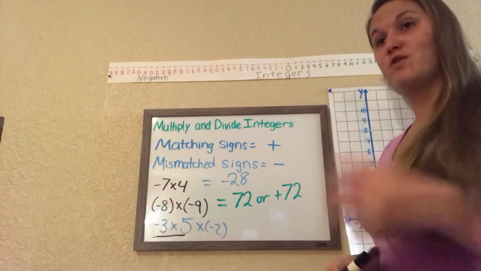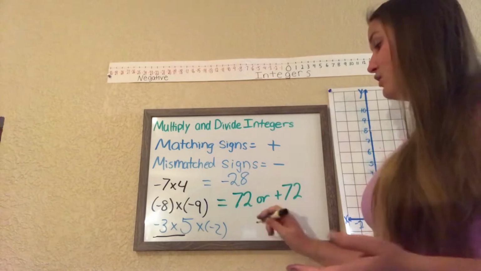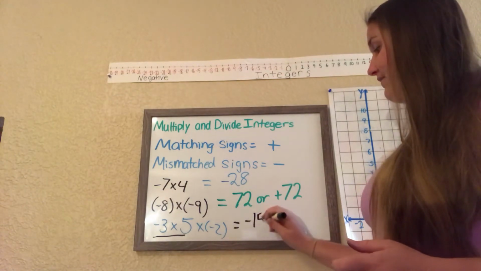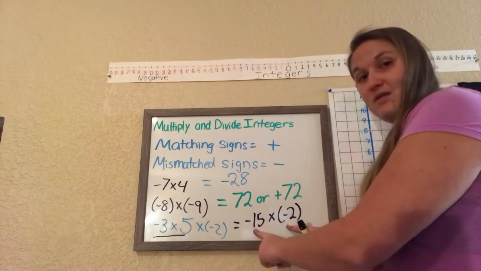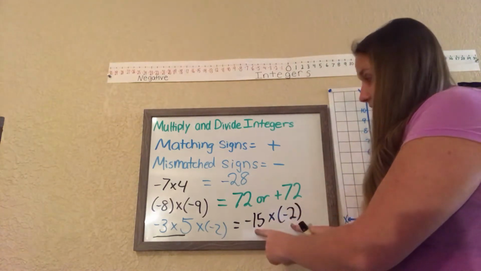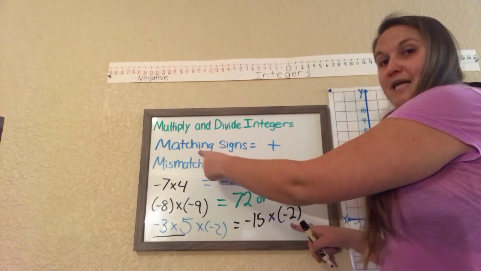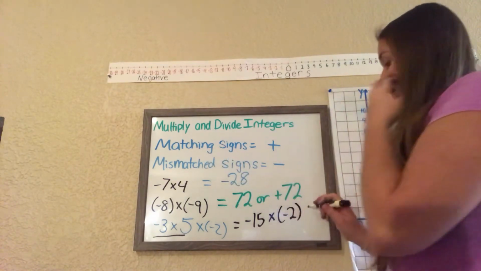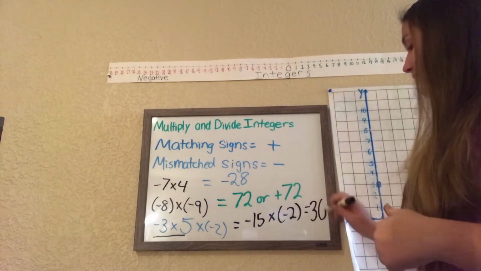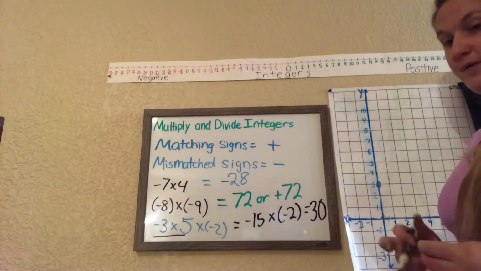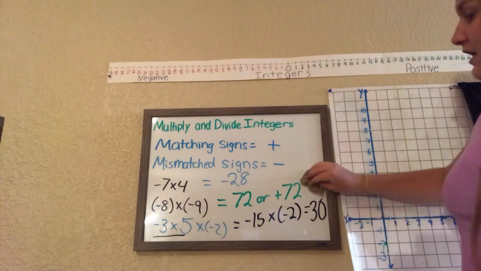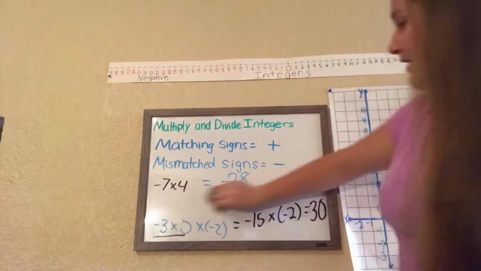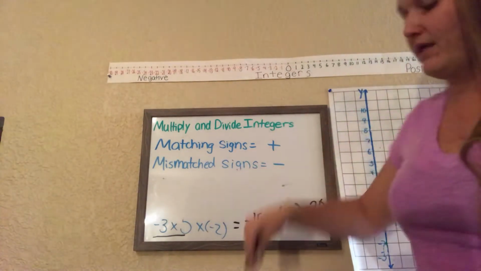-3 times 5, so a negative times a positive, comes out to a negative. So that's -15 times -2. Now we've gotten our problem down to 2 negatives. A negative times a negative, they're matching signs, so our answer should become a positive number. So positive 30 should be your answer, okay? This can happen a few different ways, okay? So let's keep rolling with that bottom example that I gave you with the 3 numbers instead of 2.